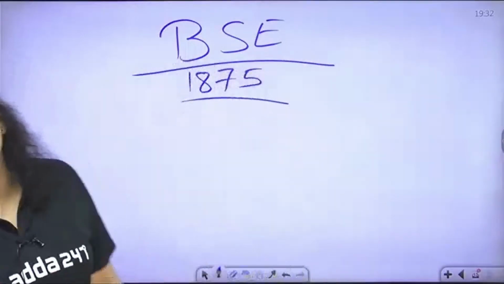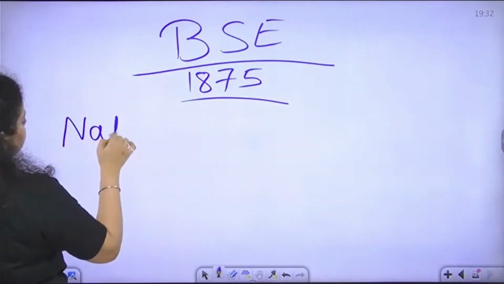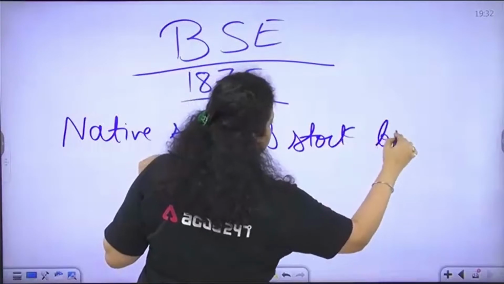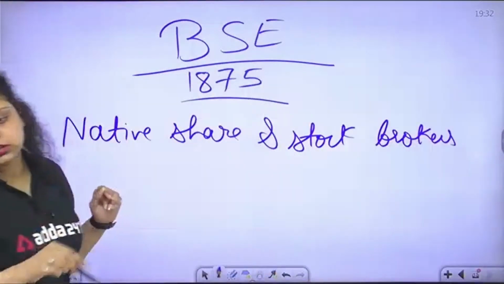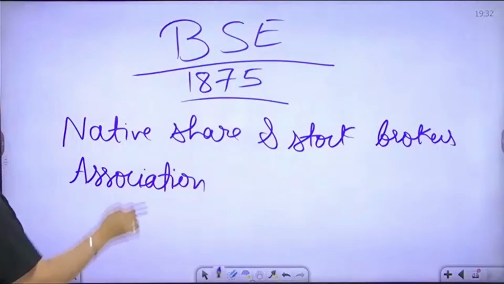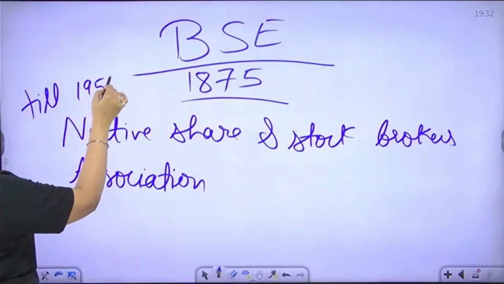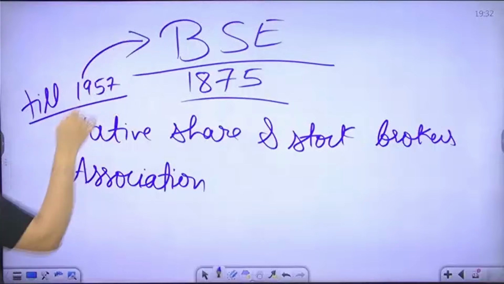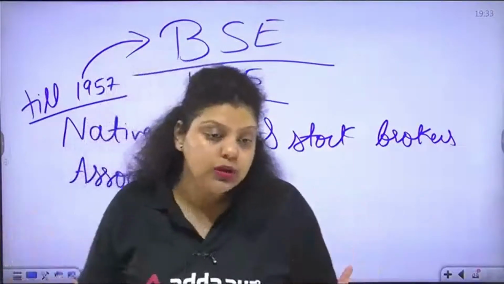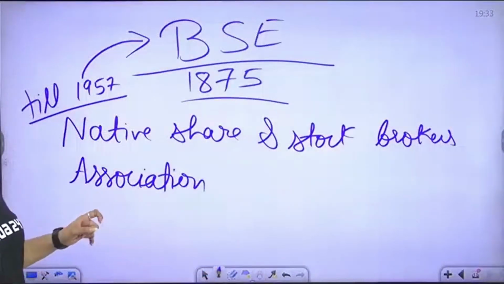It used to be known as the Native Share and Stock Brokers Association. So this was the old name of Bombay Stock Exchange, and it was known by this name till 1957. After that, its name changed to Bombay Stock Exchange. It is the oldest stock exchange, not only in India but in Asia. Okay, next.